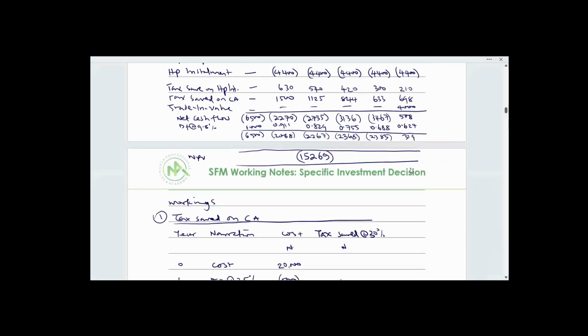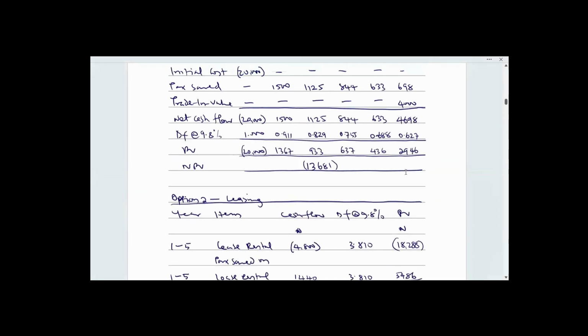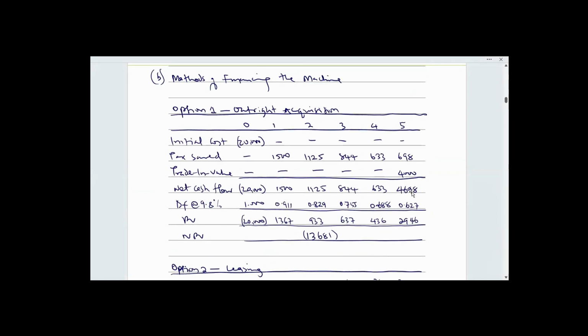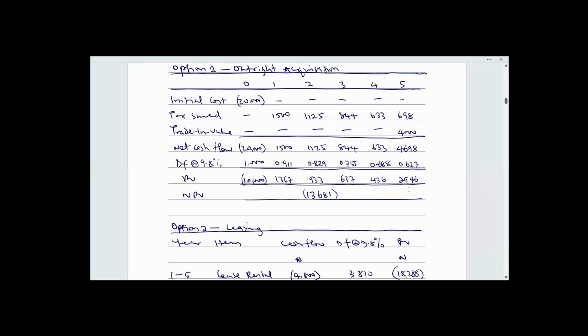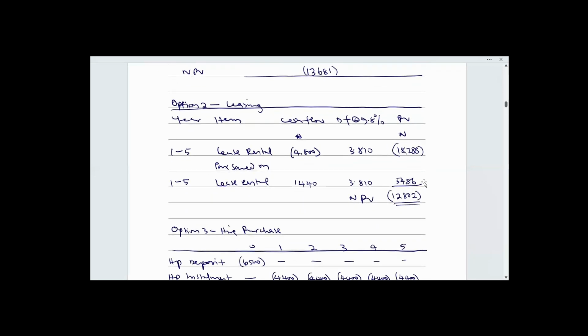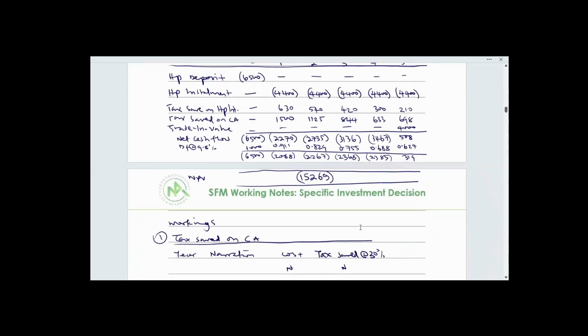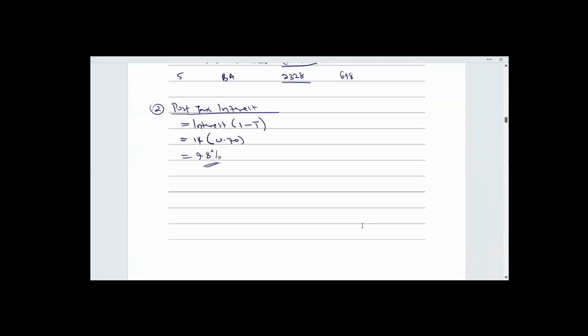So we are done with the 3 methods of financing. The first one was outright acquisition, and we got negative NPV of 13,681. Option 2, lease. We got 12,802. Then option number 3 is hire purchase, and we got 15,269. So you are going to select any option with the lowest PV of cost. Therefore, the machine should be leased.